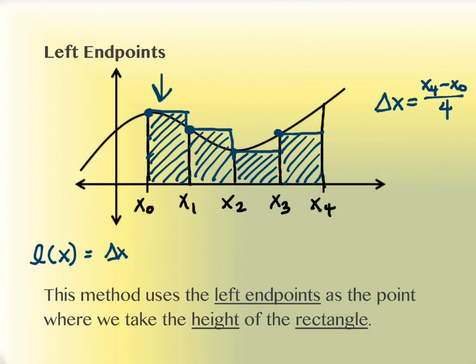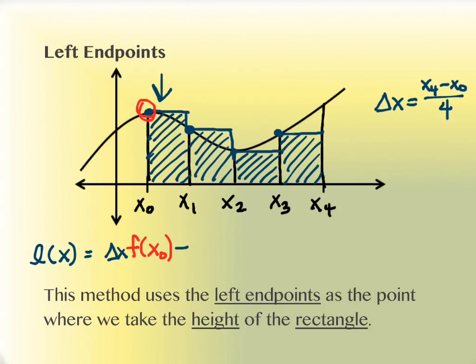How do I get the length or the height of that rectangle? Visually, what's the height? F of x. Yeah, it's the curve that I'm on at a particular point, in this case the left endpoint. So the height of this rectangle is determined right here by this coordinate pair. That ordered pair is the height. In particular, the y value. So this would be f of x0. So this is the width, delta x, times the height, f of x0. And that's the first rectangle.